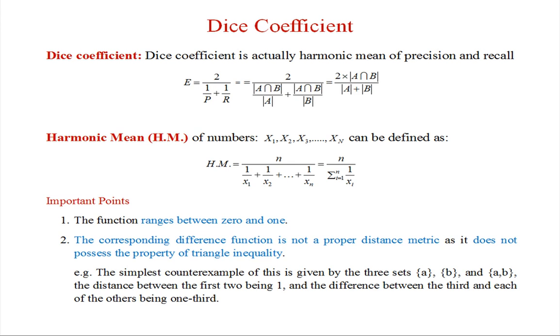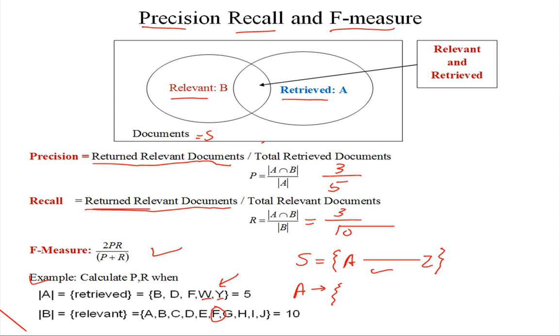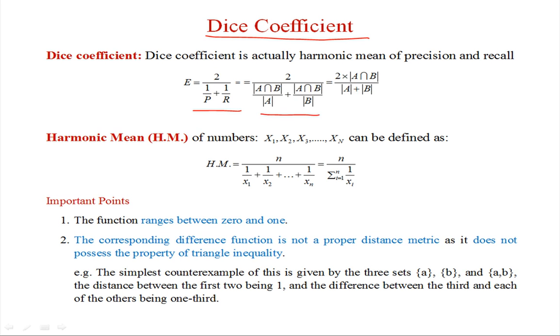Now another coefficient is the dice coefficient. Dice coefficient is actually the harmonic mean of precision and recall, so it is equal to 2 divided by 1 by p plus 1 by r. Now for this set of relevant and retrieved, it can be calculated like this: 2 into the set of documents which are both relevant and retrieved, divided by the cardinality of relevant documents plus the cardinality of retrieved documents. Actually, the harmonic mean of n numbers x1 to xn can be calculated as n divided by 1 by x1 plus 1 by x2 till 1 by xn, which is equal to n divided by the sum for i equal to 1 to n of 1 divided by xi.